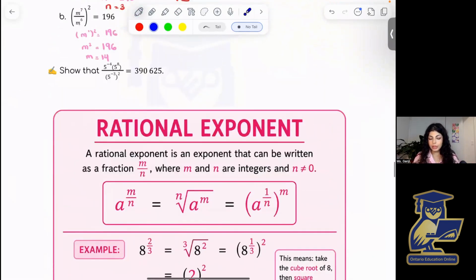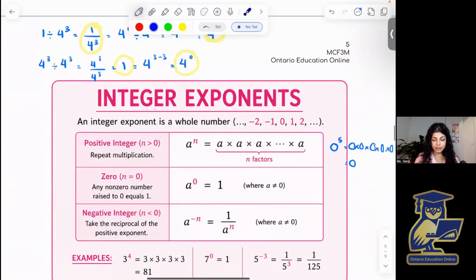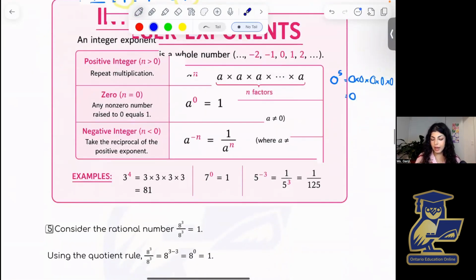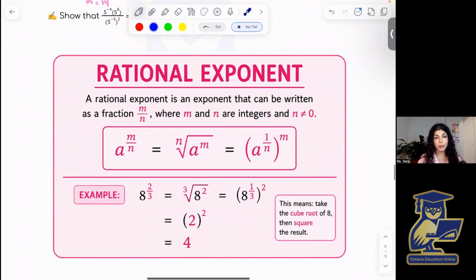So now that we saw the positive integer and negative integer exponents, now we're going into rational exponents. Rational exponents are exponents that can be written as a fraction, m over n. So m and n are integers, and n is not equal to 0, because this is just a property of fractions where you cannot have a denominator of 0.